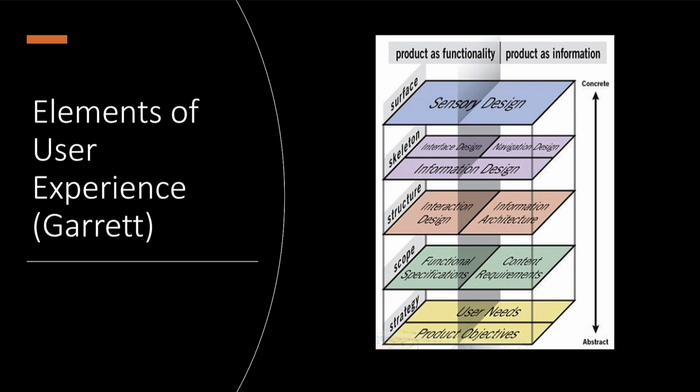We see that interaction design sits right about the middle where structure is defined, and it's almost adjacent to and relies on the development of the information architecture, because the information architecture and the structure will imply the different interactions that we include in an application. Then those things bubble up to the interface design, navigation, and all the way up to the user's experience at the sensory surface level.